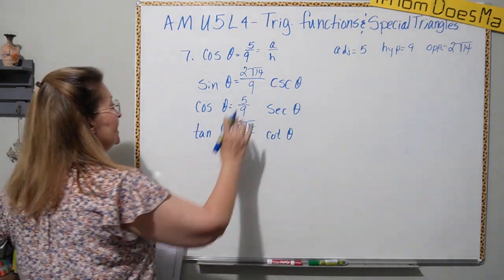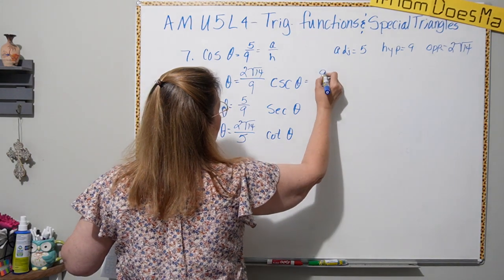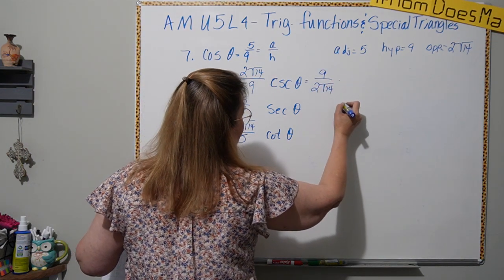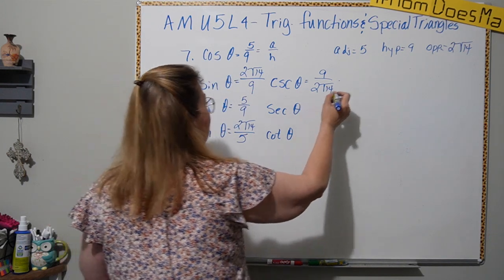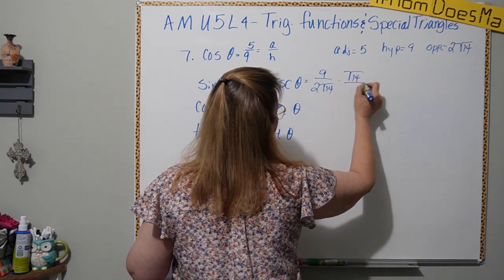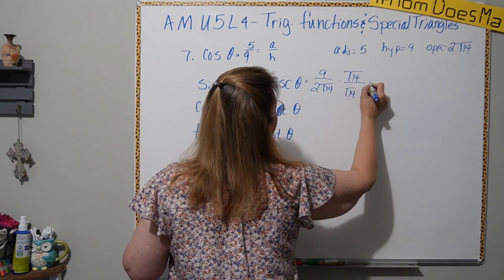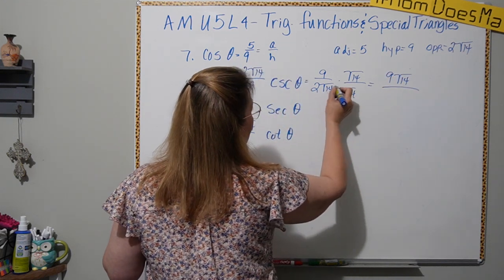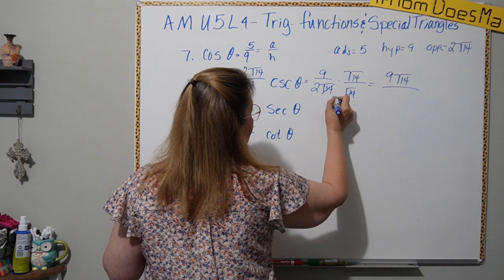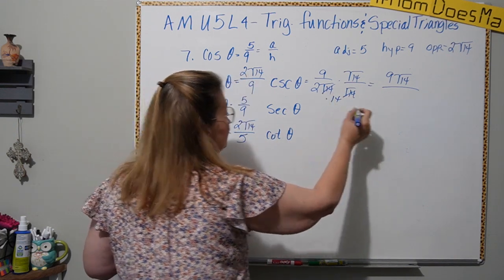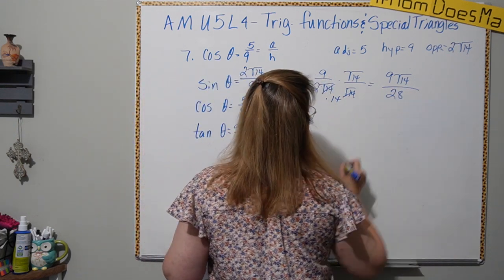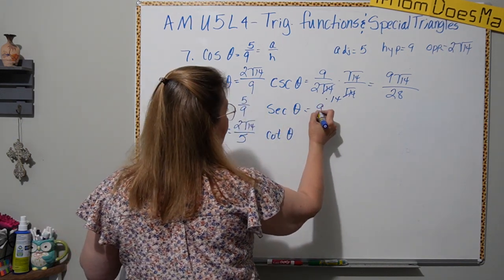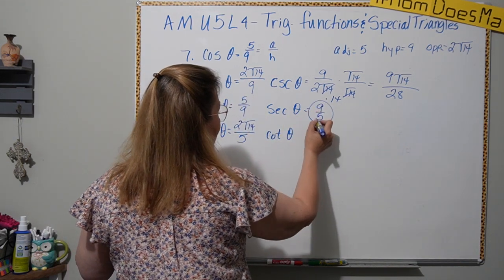Now for cosecant, you flip this. So 9 over 2 square root of 14, you have to rationalize your denominator. Now you're just going to multiply by the square root of 14. Okay, so that's going to be 9 square root of 14 up here. Square root of 14 times square root of 14 just makes 14, and 2 times 14 is 28. All right, now on your secant, you can just flip this one. So that's going to be 9/5 here.